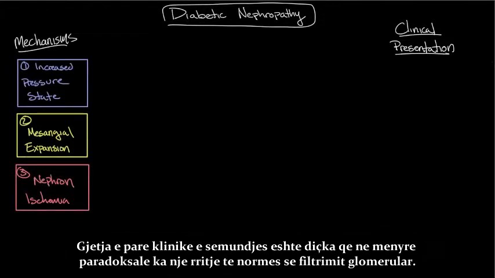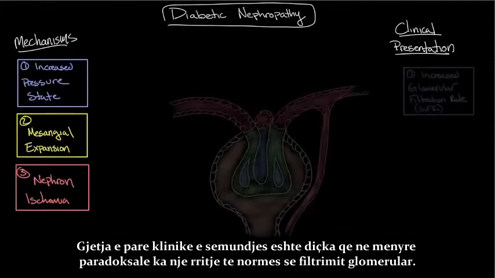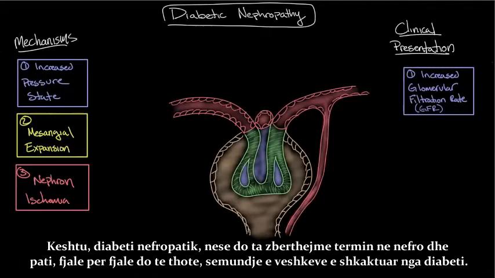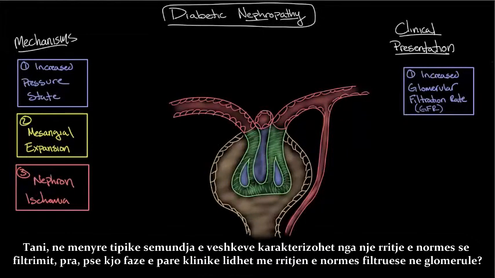And the first clinical finding of the disease is somewhat paradoxically an increased kidney filtration rate, or glomerular filtration rate. So diabetic nephropathy, if you break down the term into nephro and pathy, literally means kidney disease caused by diabetes. Now, typically, kidney disease is marked by a decreased filtration rate. So why is it that the first clinical stage of diabetic nephropathy is that of an increased glomerular filtration rate?